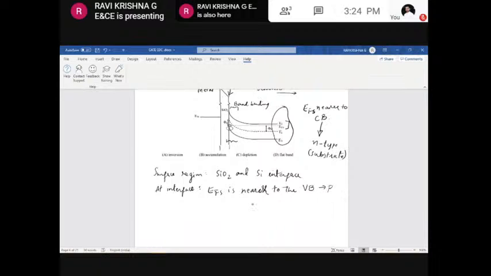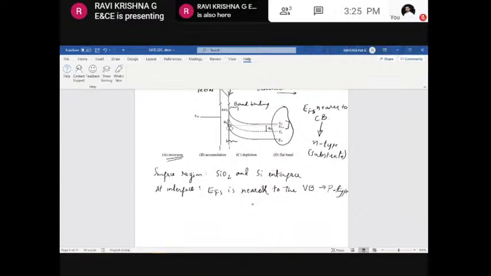But earlier, this particular region is n-type. But at the junction, what happened? It is converted into p-type. So in which mode is it at the interface? It is in the inversion mode at this interface, because it is converted from n-type to p-type, which means something has happened here.